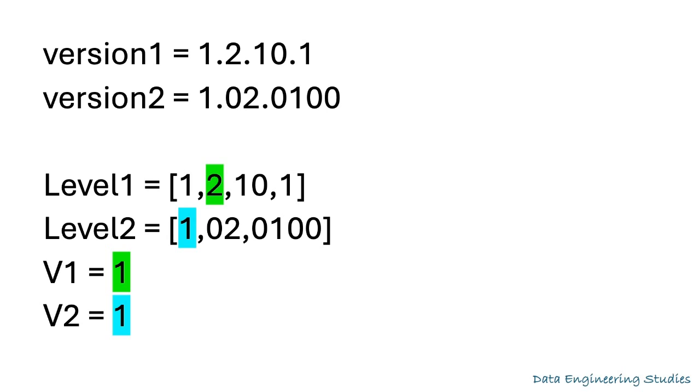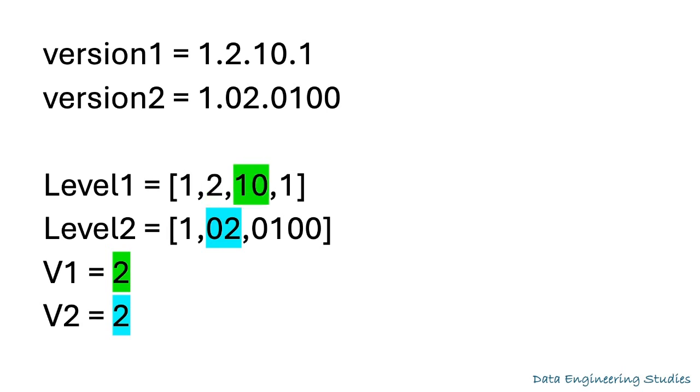Our next element is 2. So we will assign v1 as 2. Now we will iterate to the next element of level 2. We will assign 2 to v2. Now we will compare v1 and v2. Both are the same. So we will iterate to the next element.